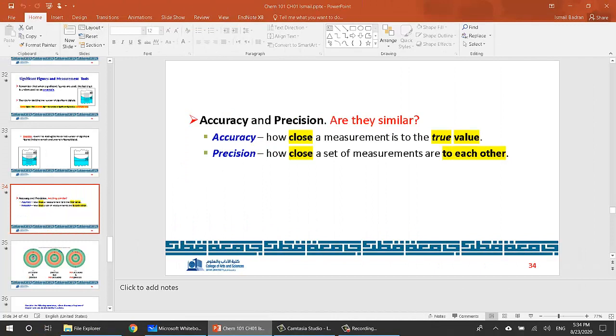Okay, so today we are going to talk about two terms that are used sometimes interchangeably, but they are actually different: accuracy and precision. Some people say he is accurate, or this is an accurate device, and this is a precise device. So what is the difference between the two? Well, accuracy means how close a measurement is to the true value. So we need to know the true value to refer to the measurement as accurate.